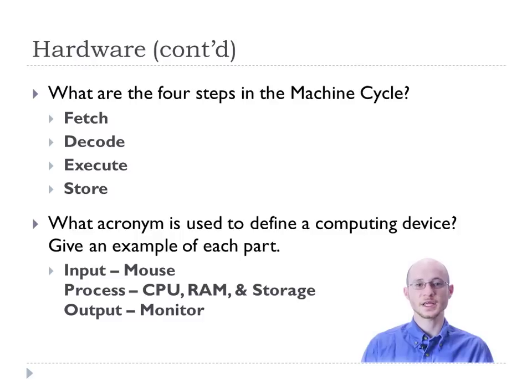By definition, a computer is a device that allows a user to input data to be processed and sent out as information. Some common input devices are keyboards and mice. The central processing unit, memory, and storage components contribute to the P in IPO. And some common output devices would be your monitor, printer, or speakers.